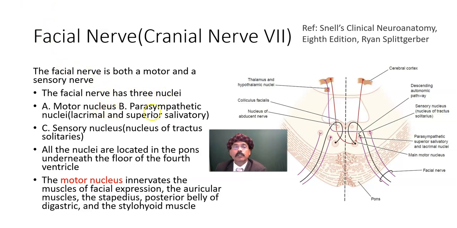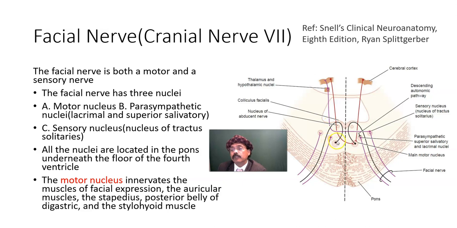The motor nucleus, here is the motor nucleus, and we have the sensory nucleus. Here is the sensory nucleus. And we have also the parasympathetic nucleus. This is the parasympathetic nucleus. They all are located underneath the floor of the fourth ventricle. This is the fourth ventricle, and they all are underneath it.